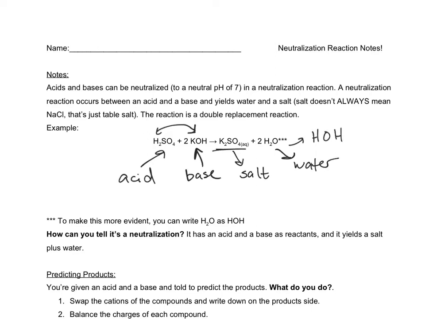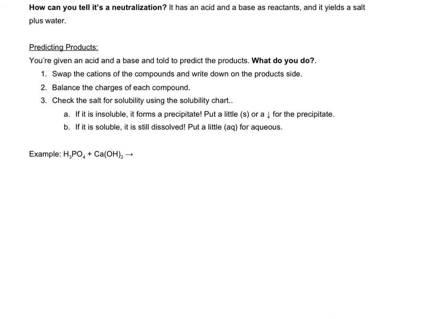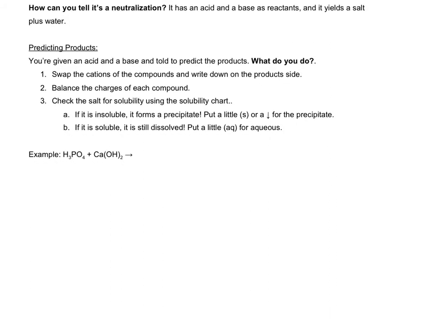And sometimes salts will be dissolved, but sometimes they'll form precipitate. So we're going to look at that down below in some more notes. Once again, how can you tell it's neutralization? A neutralization reaction has an acid and a base, and it makes a salt plus water. So the skill you actually have to be able to do today is predict products given an acid and a base and knowing that they're going to form a neutralization reaction. So you can follow these steps that I've outlined here for you, or you can just watch as I do it on this example here.